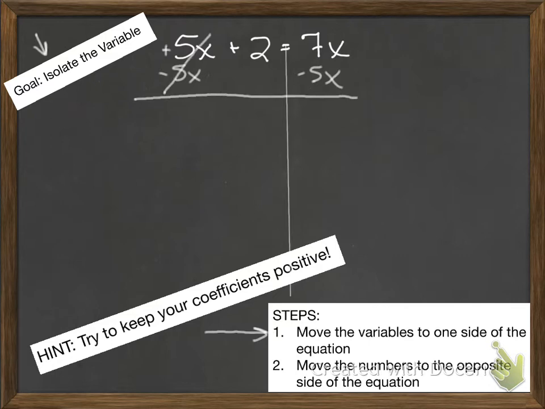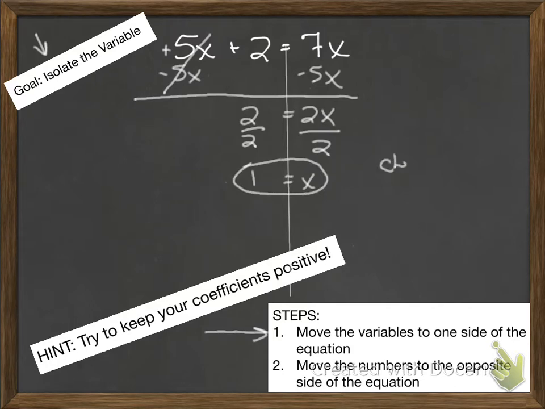So 5x minus 5x is 0, we bring down the 2. 7x minus 5x is 2x. And then, what's happening to our variable? Well, the only thing that's stuck to it now is the 2. 2x means 2 times x. We undo multiplication through division. 2 divided by 2 is 1, so we get x equals 1.